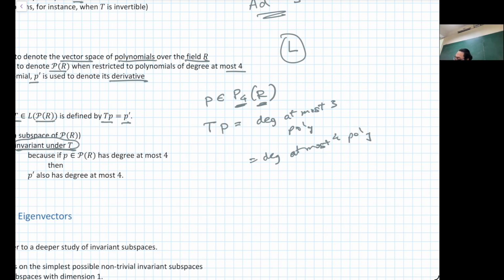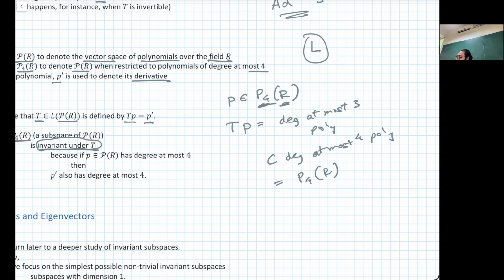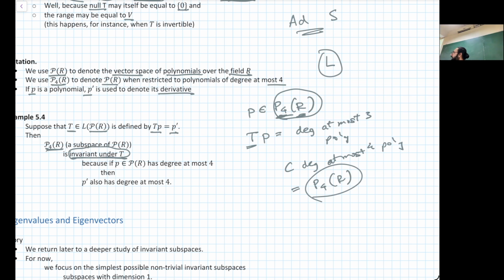What is the definition of P4? So this is going to be a subset of it. And how do you show something is an invariant subspace? You show that all vectors in that subspace, when T acts on them, stay inside that same subspace. So you answered your own question. Clear to everyone?